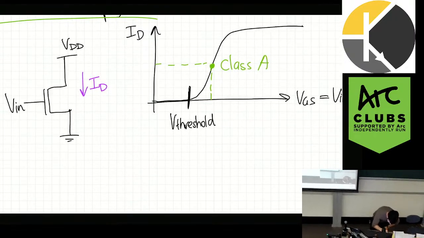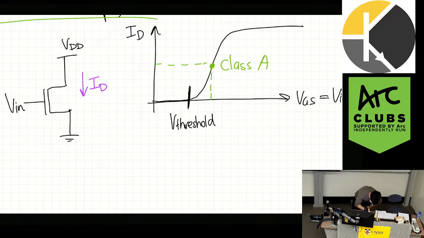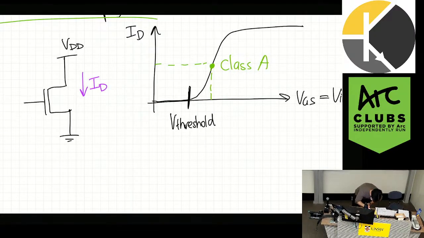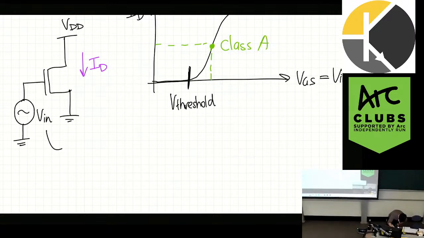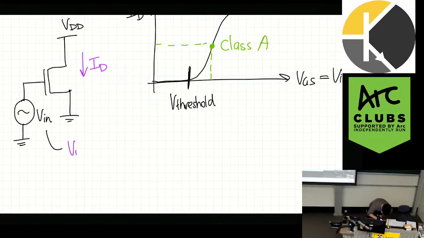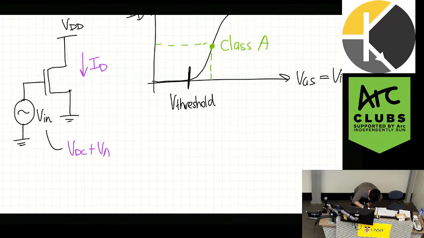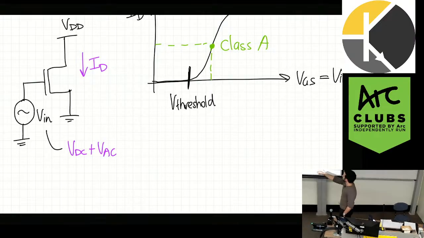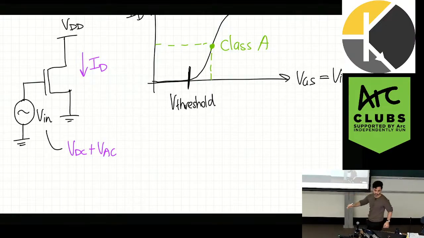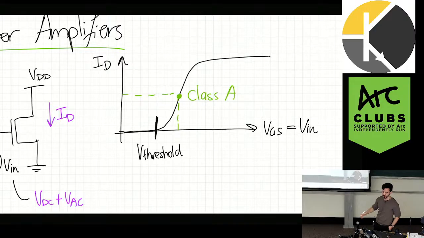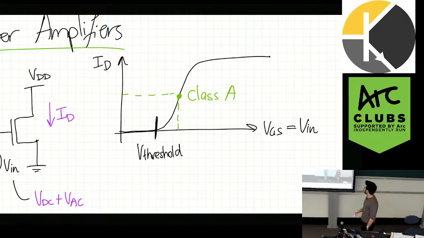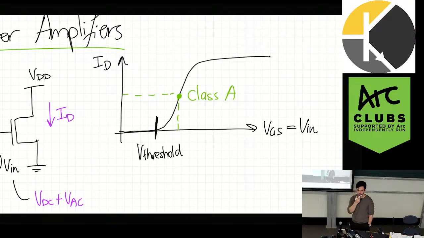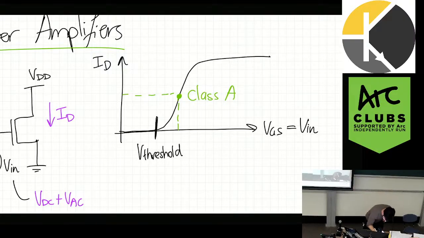And then let's imagine, so maybe let me redraw this a little. So you have V in. Now this V in is going to be a combination of V DC plus V AC. Right? So the V DC is what's responsible for getting the transistor into that class A operation. So by default, it's on. So what happens as I start to oscillate? What happens? What do I see at the output? So I take the output here.